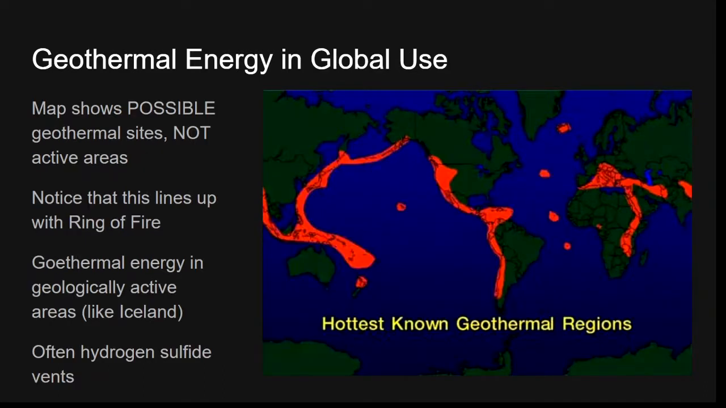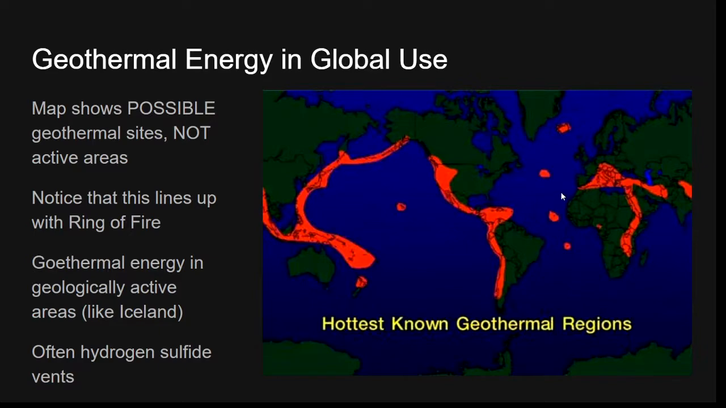Where is geothermal energy used most? Well, it's going to be where there's geothermal vents. And geothermal vents often are found at divergent tectonic plates. So we're going to see them in a lot of places around that ring of fire. This map is showing possible geothermal sites because it's showing us where those divergent plate boundaries are. It is not showing us areas that are necessarily actively using geothermal energy.